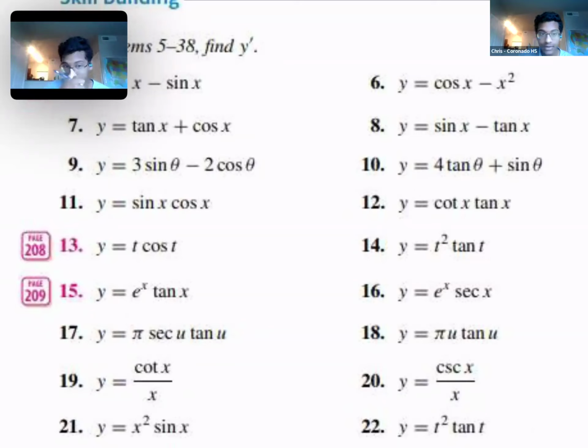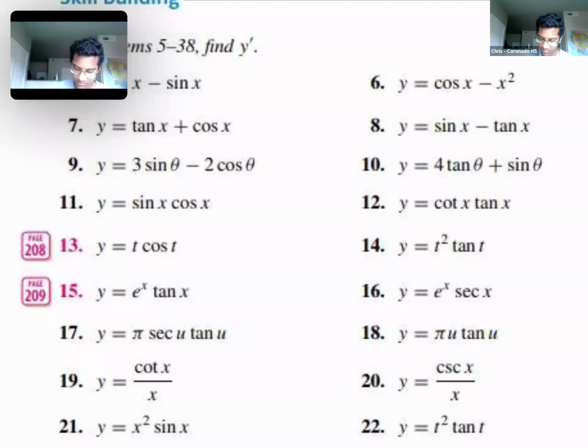Sin x cos x. I got cos squared x minus sin squared x. Cos square x minus sine square x. Right, yes. Okay. How about you got this one?